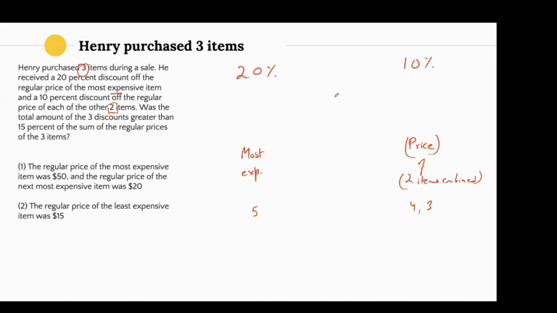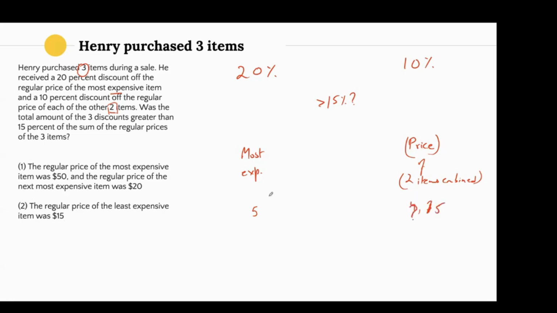The question is, is the overall discount percentage more than 15? In other words, is the overall average more than 15%? How do we go about it now? Let me deal with the second statement first. That one looks easier to deal with. The regular price of the least expensive item was $15. Fine. So one of these was $15.